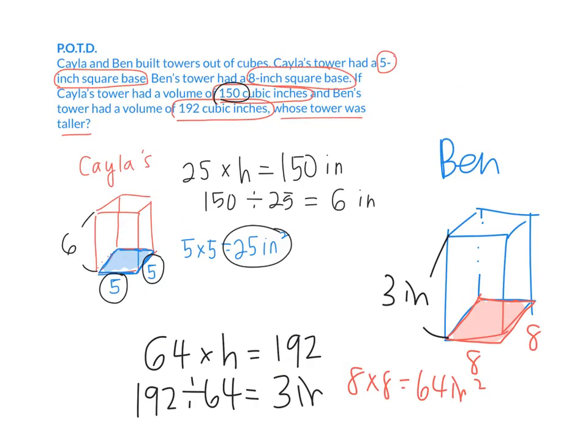So after we repeat the process for Ben, we can see that Kayla's height is 6 inches and Ben's height is 3 inches. So whose tower was taller? Kayla's. Okay? So you can see that this problem is really nice because it makes you need to understand volume and area and how they're related. Do you see that? Very good.